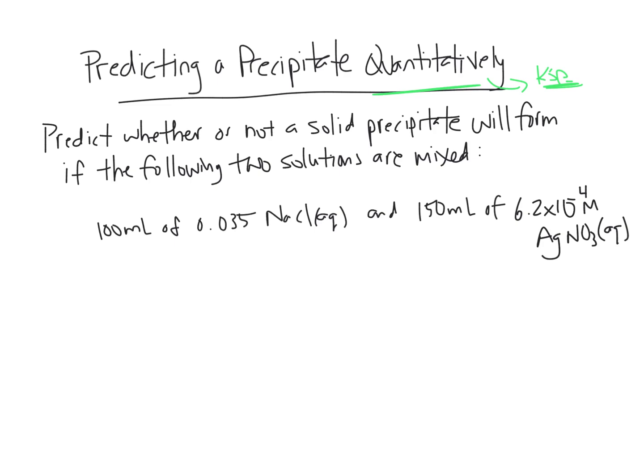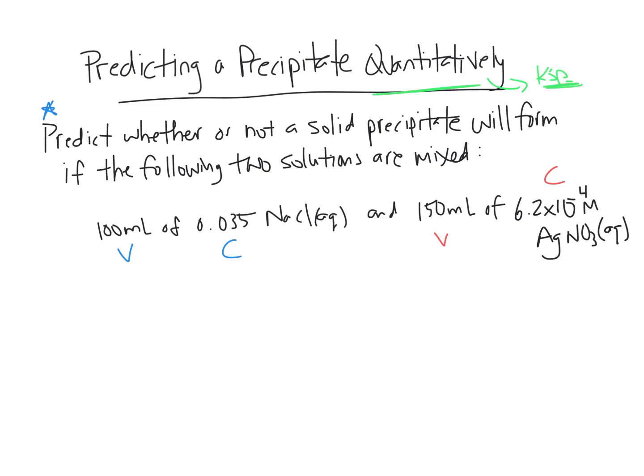So the question is this: predict whether or not a solid precipitate will form if the following two solutions are mixed. So we've got solution A, 100 milliliters of 0.035 sodium chloride. And I would encourage you to label what the values are that you're given. And then we have solution B, 150 milliliters of 6.2 times 10 to the minus 4 silver nitrate. So we're going to mix these two things together.